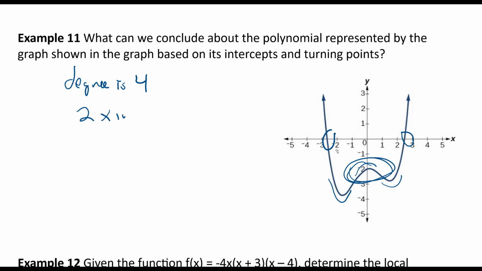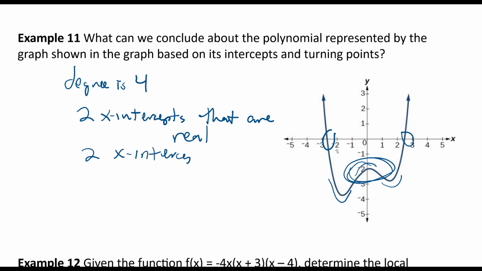2 x-intercepts that are real. And then 2 x-intercepts that are imaginary. Although I don't think they want us to go that way. And since this is going out across the web, all of YouTube, I'm sure there'll be someone out there who's going to argue with me on that. But anyway, that's the way I look at it.